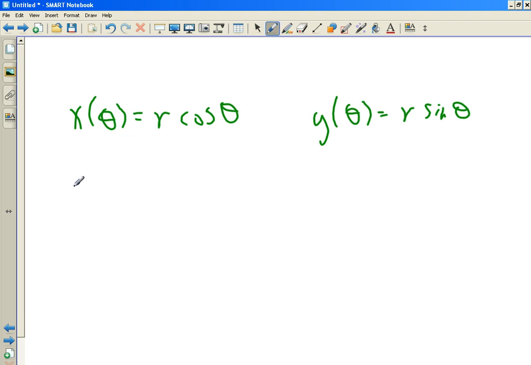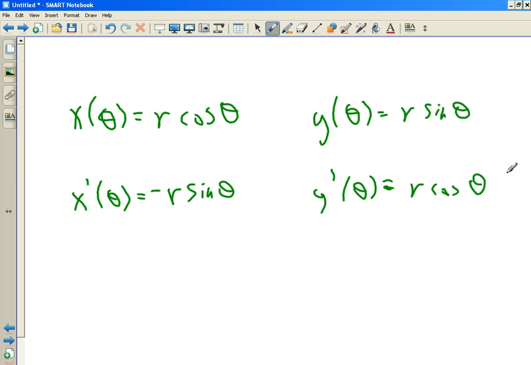Part A was graph. This is like a vector problem. This is the position, right? Part B was, what are the derivatives? All right, what's x prime? Now remember, this is just a constant. The only variable is theta. So r times whatever the derivative of cosine theta is. What is it? Negative sine theta. And what's y prime, or dy d theta? R cosine theta. Okay. So far, so good.